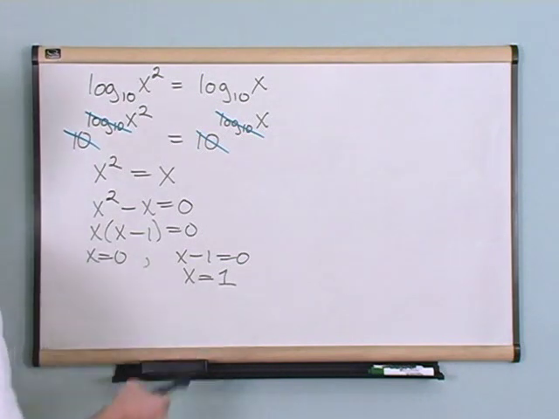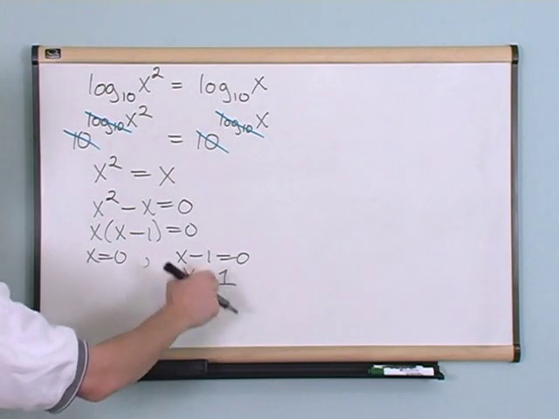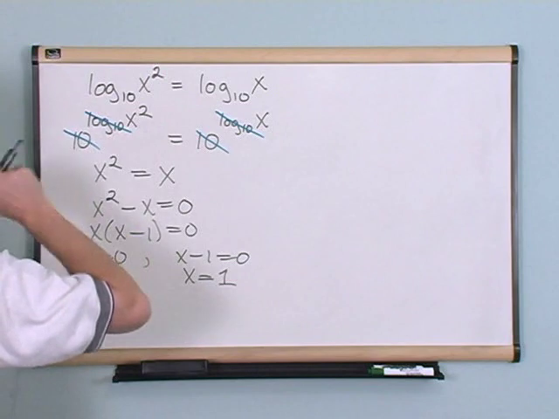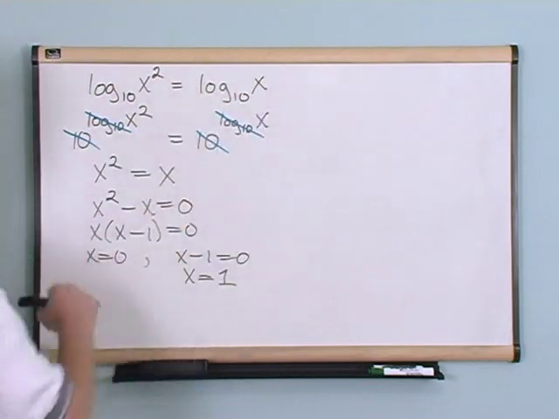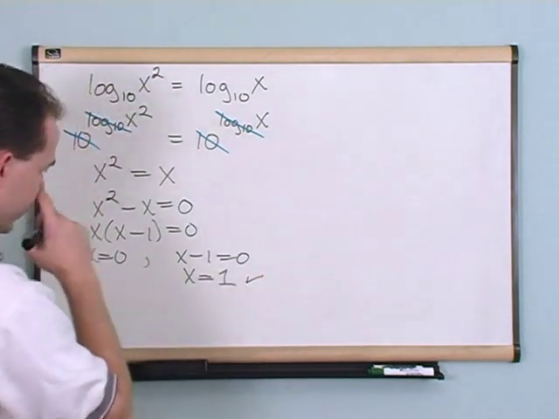Now, we have two solutions here, and you should always check to see if they make sense. Here's one solution, x is equal to 1. If I put x is equal to 1 here, 1 squared is 1, so I'll have log of 1 over here. If I put 1 over here, again, I'll have log of 1. So that makes sense, so this x equal 1 is a solution.